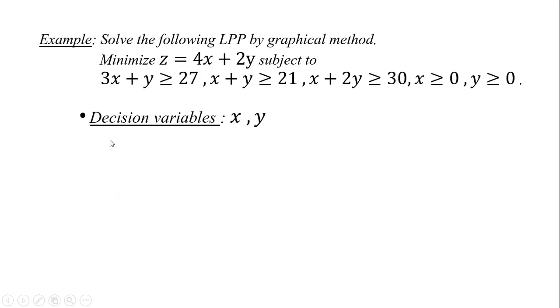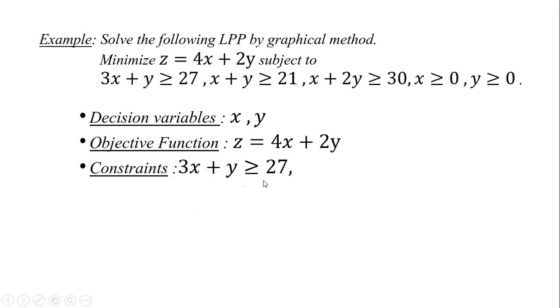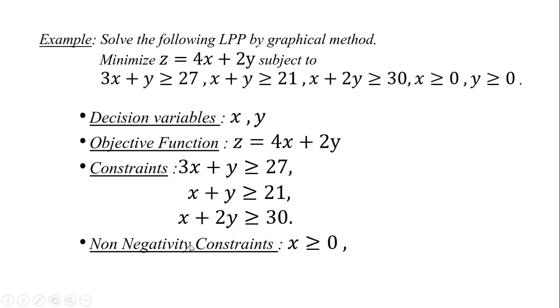Now in this example, x and y are decision variables. Z equal to 4x plus 2y is the objective function which is to be minimized. 3x plus y greater than or equal to 27, x plus y greater than or equal to 21, x plus 2y greater than or equal to 30 are constraints. And last but not least, x greater than or equal to 0 and y greater than or equal to 0 are non-negativity constraints.